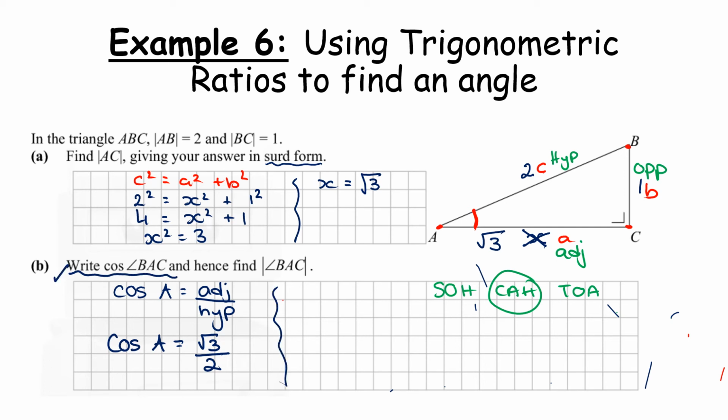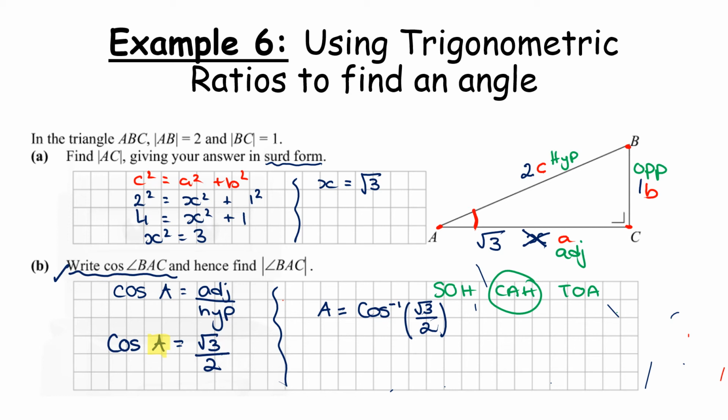And now they want us to find that angle. So basically I want to find the angle A. And I can't put the cos of A into a calculator because I can't put letters into my calculator. So I basically want to find A on its own, knowing that cos of A is root 3 over 2. So what we use in this case are called inverses. So A will be equal to what's called cos inverse of root 3 over 2.